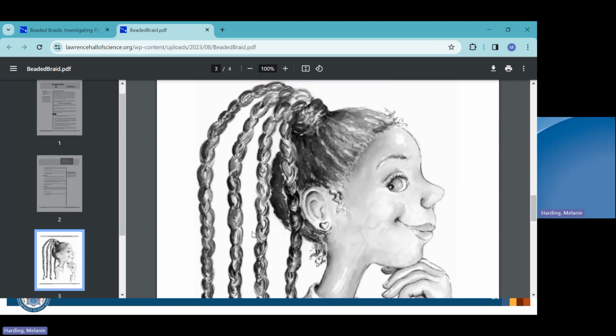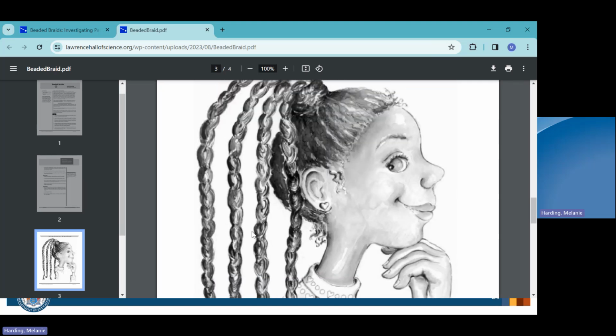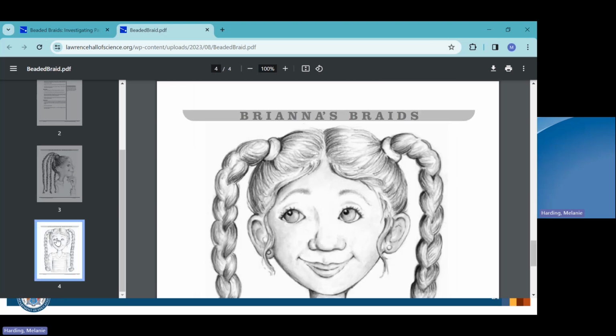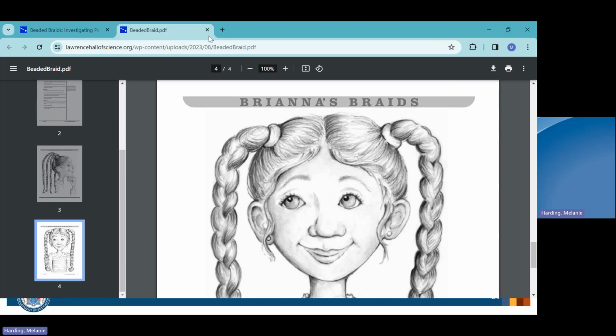But it's just a really fun story mat to say, okay, I want you to make a pattern, talk to your partner about the pattern, have your partner recreate the pattern. Maybe they're doing multiples, maybe they're doing multiple add-ins. But you can do so many different things with them. Brianna has 2 braids, which is really cute too. So just something different.